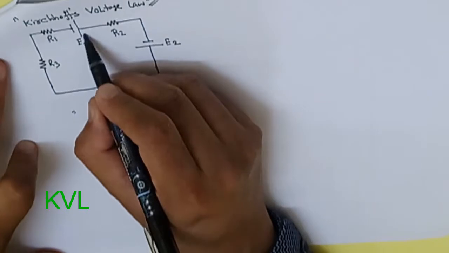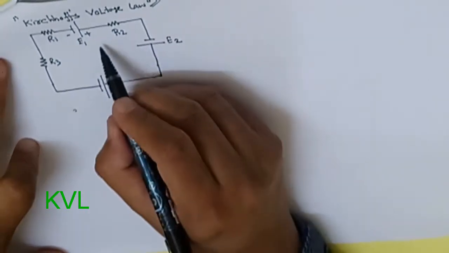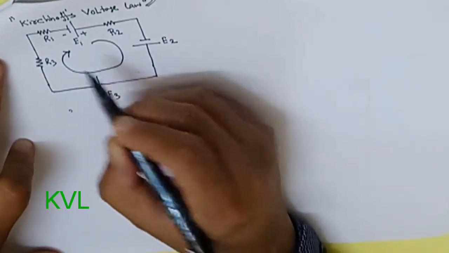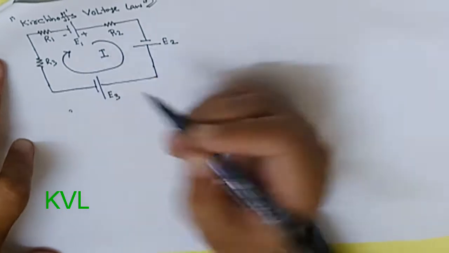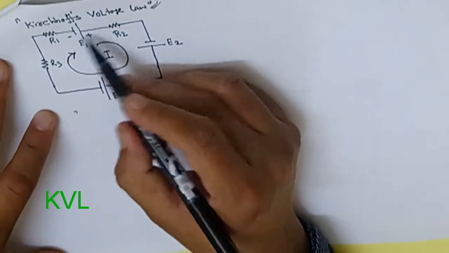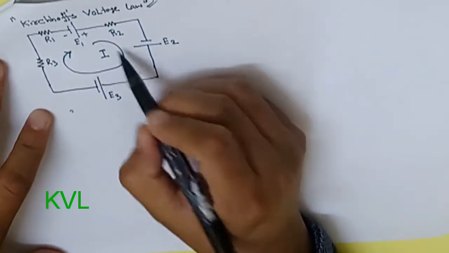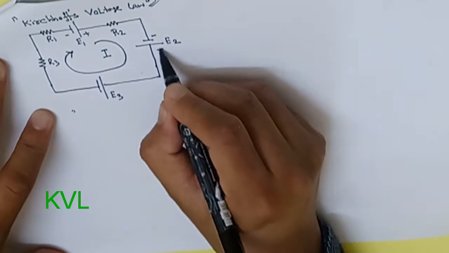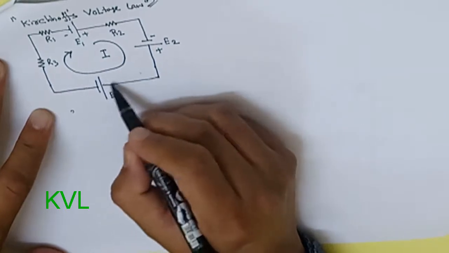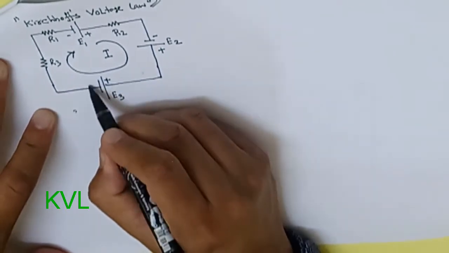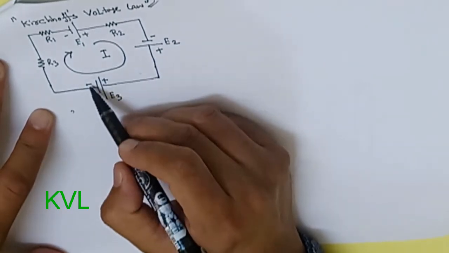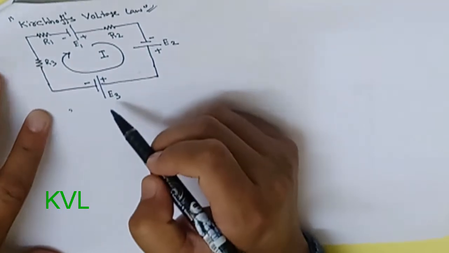E1 is your reference, so this is the plus and minus, and the current should go from plus to minus. So we say the current is I. Now you check for this circuit, plus to minus is going as per this loop. Here it is also minus plus, so plus to minus is also going, but here, if you check, the current is entering the plus of this E3 battery, and the current is leaving from the minus. So E3 is in the opposite direction.